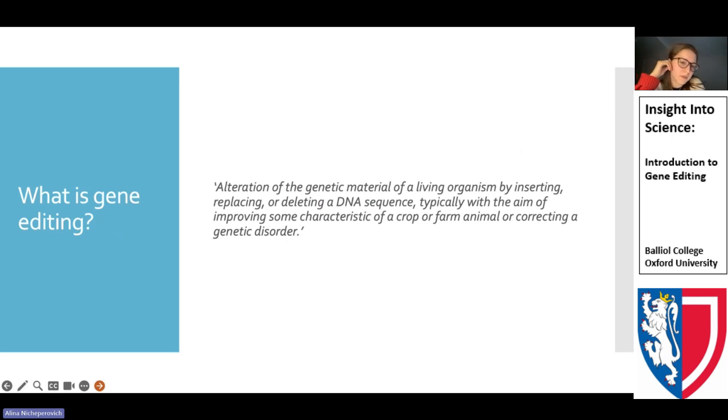According to Wikipedia, it's an alteration of the genetic material of a living organism by inserting, replacing, or deleting a DNA sequence, typically with the aim of improving some characteristic of a crop or farm animal or correcting a genetic disorder. This definition is quite valid, but as we will hopefully discuss at the end of this talk, sometimes the aims of gene editing can actually be more harmful than beneficial, and it's definitely something that we want to consider about this technology.